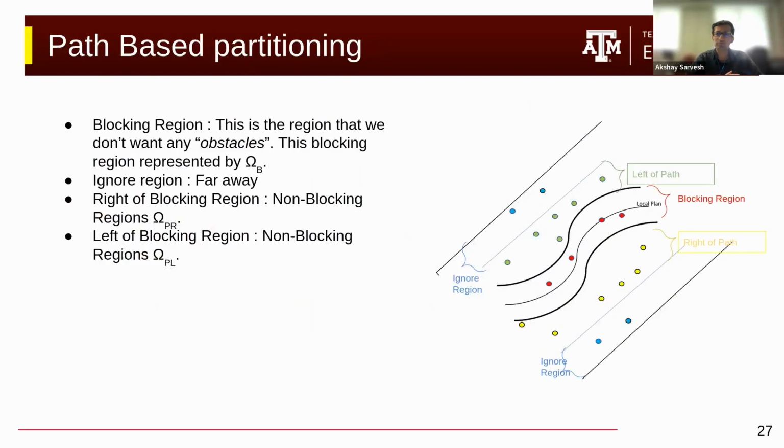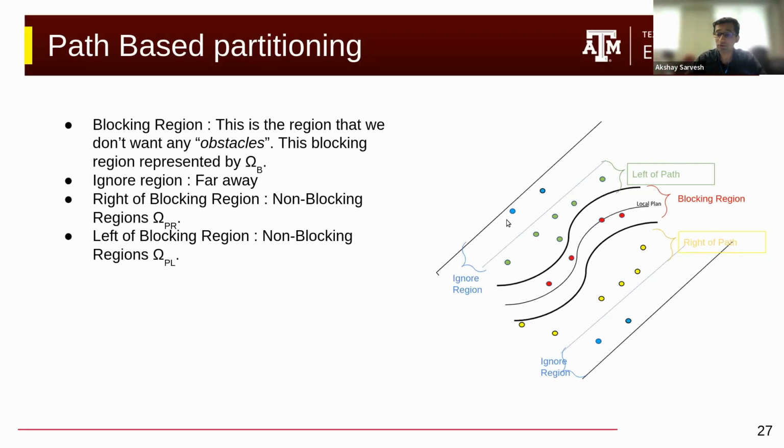Before getting into the obstacle avoidance moment, I just want to briefly touch upon the obstacles. How do we define the obstacles? We define a blocking region. A blocking region is a region where the obstacles are present quite close to the local plan. And the idea is you want to not have any obstacles in the blocking region. And we also have obstacles that are in the non-blocking region. For example, the obstacles that are in yellow and the obstacles that are in green. These are obstacles that are right of the path, and there are obstacles that are left of the path.